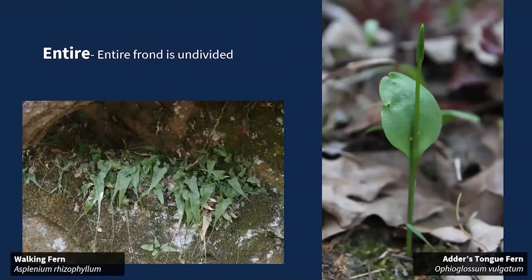So the most basic one would be entire. In an entire frond, it is undivided. On the left, you can see walking fern again, and it has these long undivided fronds. On the right is adder's tongue. You can already see it has a separate sterile and fertile frond, right? The fertile frond is that little spike going up the middle, and the sterile frond is the rest of it, but that's entire. It's not divided at all, right? So there's a few ferns that are entire, undivided.